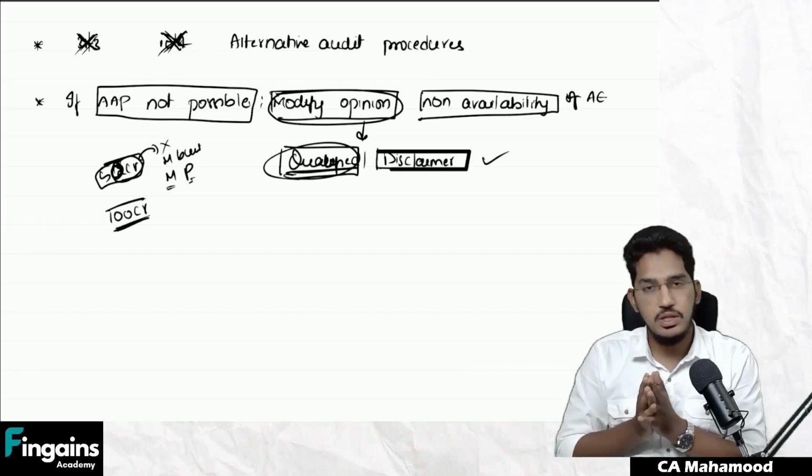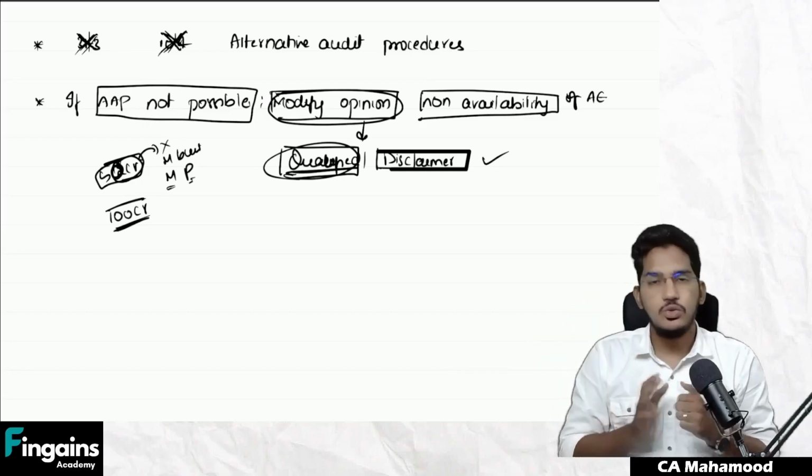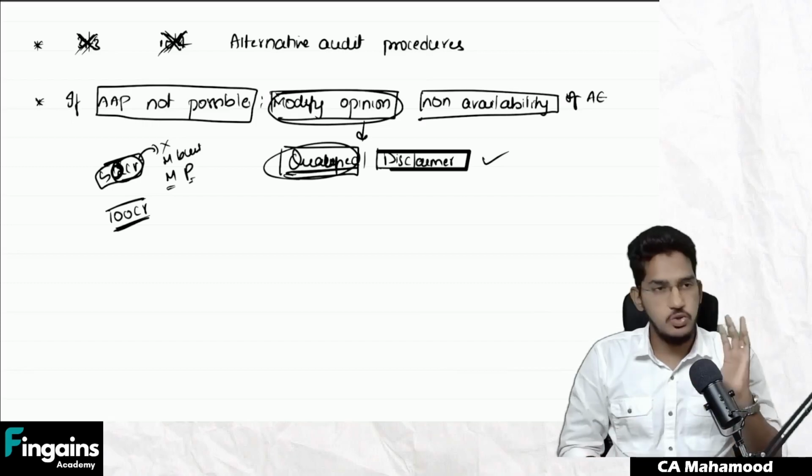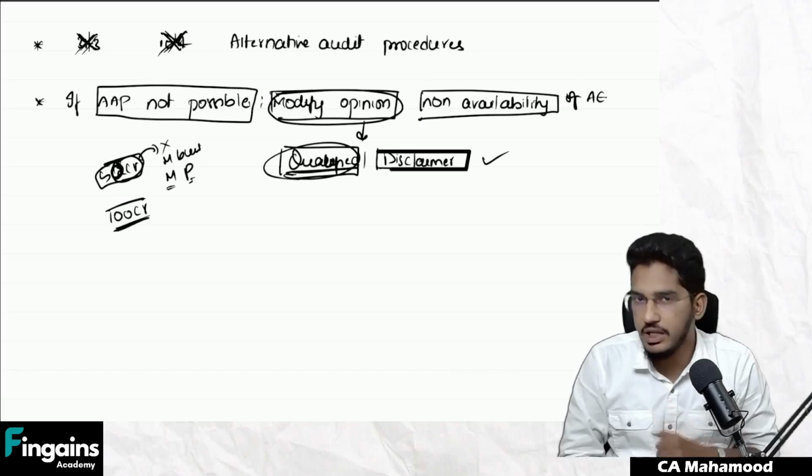Then what you should do? Then the standard simply says try to perform alternative audit procedures. Sir, what could be an alternative audit procedure? That is your choice. You think of any alternative audit procedure and try to obtain audit evidence regarding inventory.